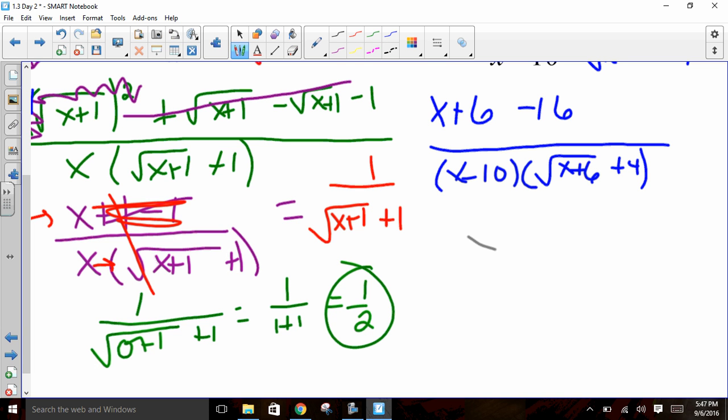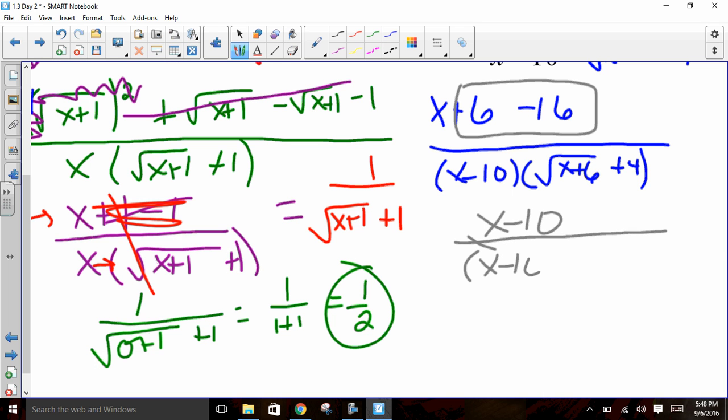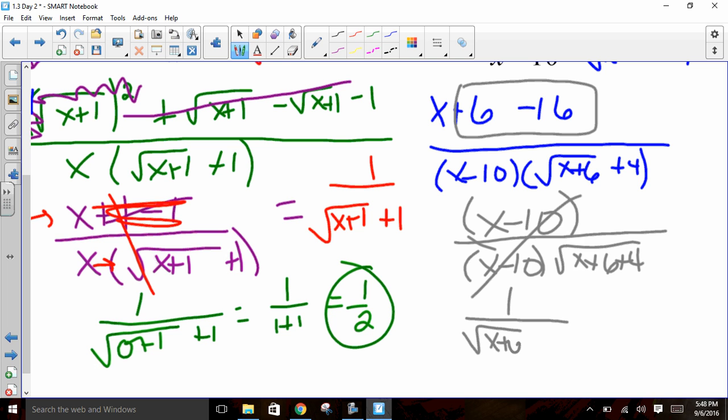Cool. So on top, I get my 6 minus 16, which ends up giving me x minus 10. And then I have x minus 10 times the square root of x plus 6 plus 4. Well, my x minus 10 is a group by itself. It's being multiplied by 1. So I can cancel both top and bottom because there is a factor of each. Then I'm left with 1 over the square root of x plus 6 plus 4.